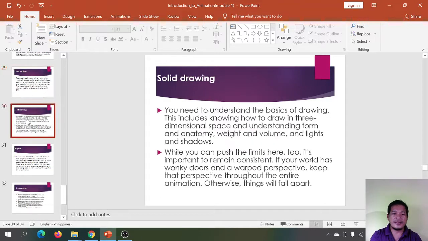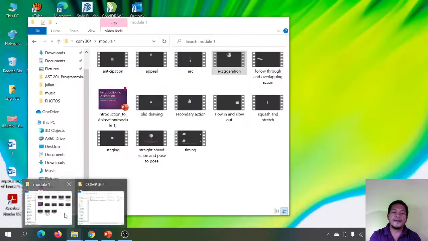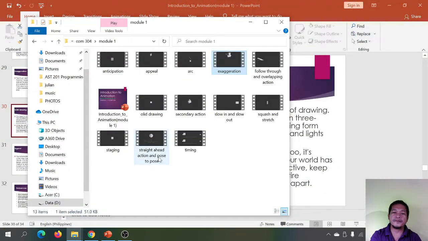Okay, next is the solid drawing. So you need to understand the basics of drawing. This includes knowing how to draw in three-dimensional space and understanding form and anatomy, weight and volume, and lights and shadows. While you can push the limits here too, it's important to remain consistent. So an example for the solid drawing is this one.